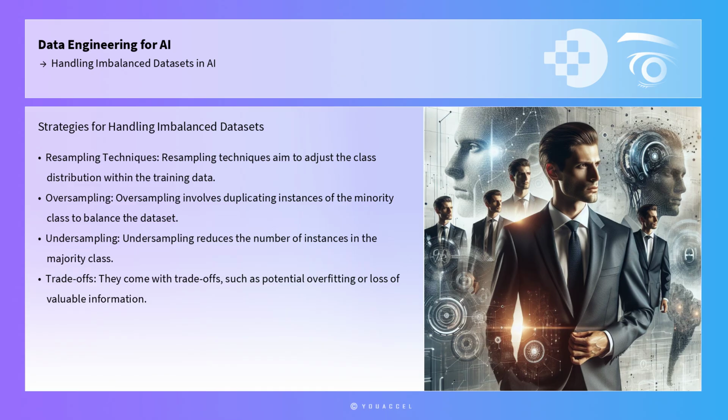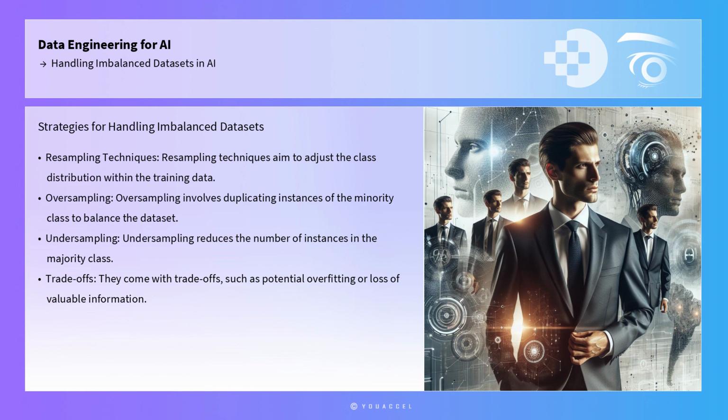One of the primary strategies for handling imbalanced datasets is resampling. Resampling techniques aim to adjust the class distribution within the training data. Two widely used methods in this category are oversampling and undersampling. Oversampling involves duplicating instances of the minority class to balance the dataset.